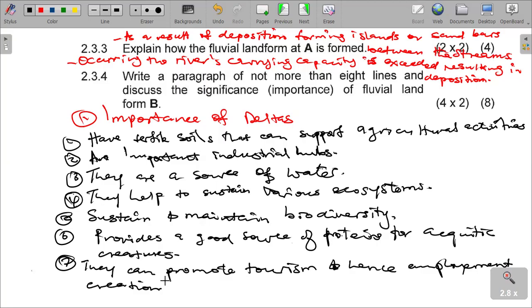And hence employment creation. These are quite a lot of points that we can put with regard to the significance or significant importance of deltas.